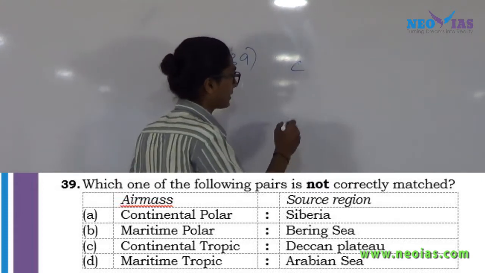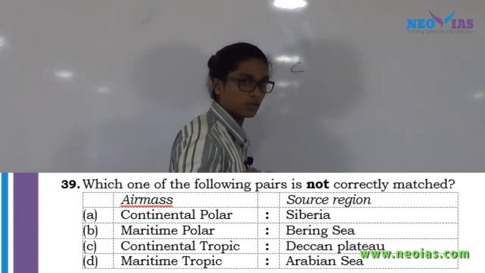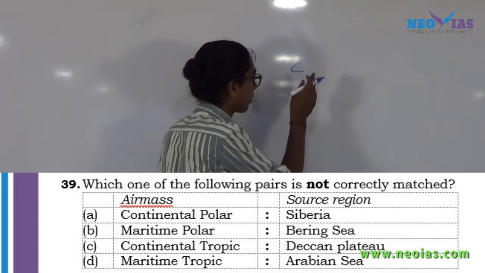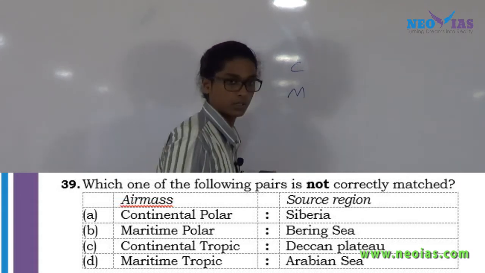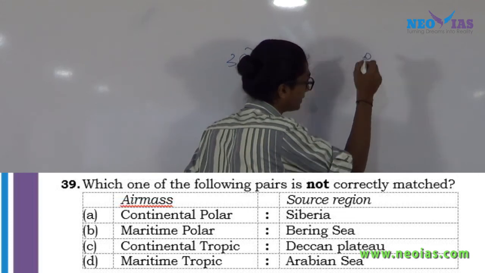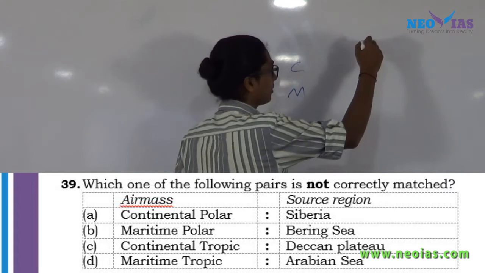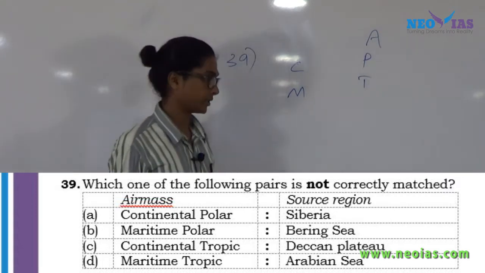Based on the amount of water vapor present, air masses are divided as continental air mass and maritime air mass. And based on the temperature, they are basically divided as polar and tropical. Another classification is the Arctic regions, right?